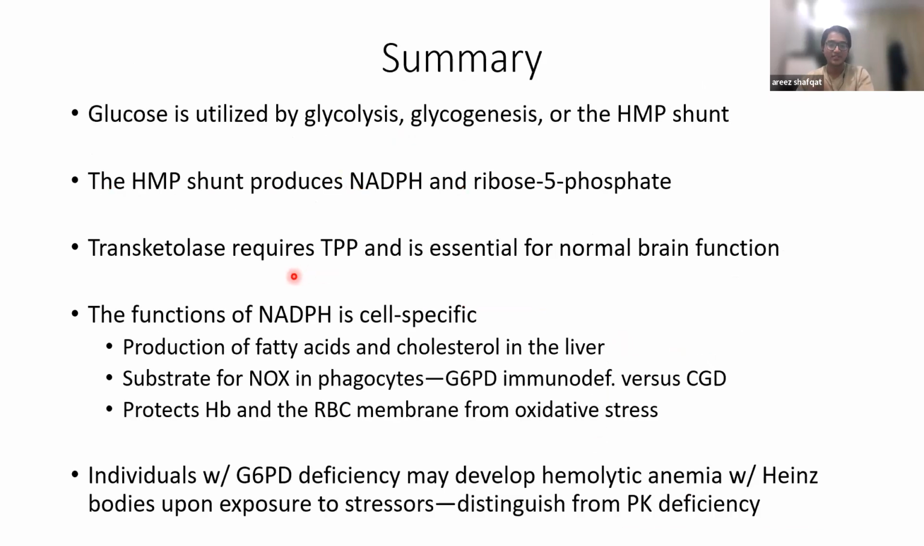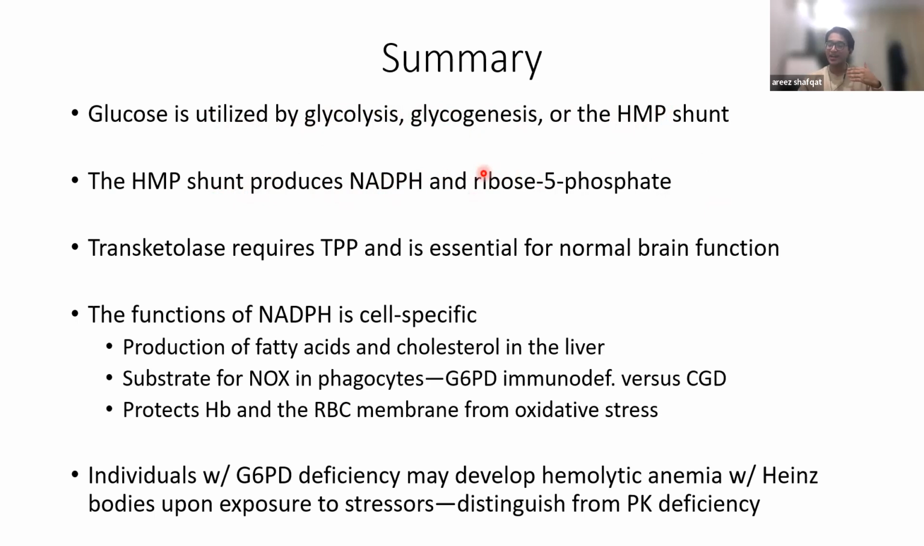All right. So in summary, in this lecture, I started off telling you that glucose can be utilized in 3 ways: glycolysis to generate ATP, glycogenesis to store energy, or the HMP shunt, which has nothing to do with energy. The function of the HMP shunt is to produce NADPH and ribose 5-phosphate, which is the precursor for nucleotide synthesis.